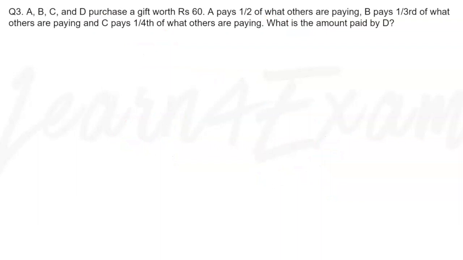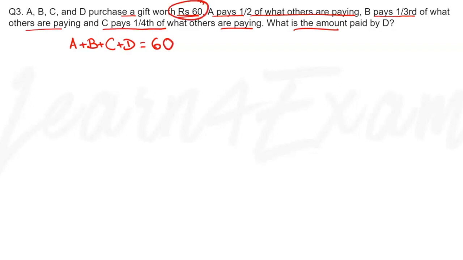If A, B, C and D purchase a gift worth rupees 60, A pays half of what the others are paying, B pays 1/3 of what the others are paying, and C pays 1/4 of what the others are paying. We need to find out what is the total amount paid by D, right? So to do this question, let us assume that the amounts paid by A, B, C, D are A, B, C, D. So the total sum would be equal to 60 because the total worth of the gift was rupees 60.